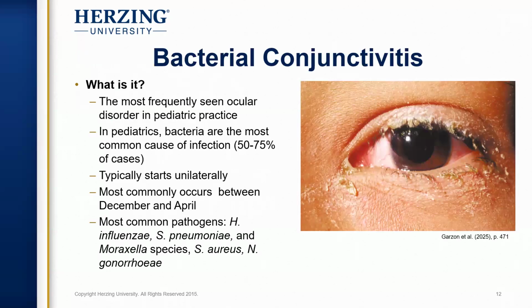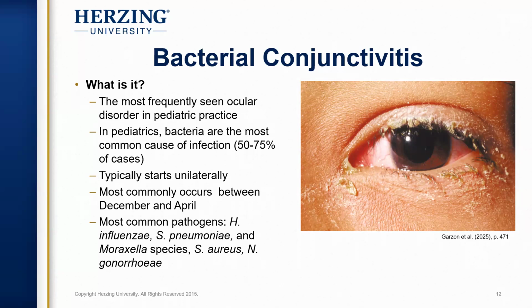So moving on, this just makes my eye itch whenever I look at this picture, but we're going to talk about bacterial conjunctivitis. If you have children, you're familiar with the term. So what is it? It is the most frequently seen ocular disorder in pediatric practice. Bacteria are the most common cause in children. So it's like 50 to 75% of cases, usually starts on one eye, can travel bilaterally. And it occurs typically December to April, although obviously it could happen at any time during the year.